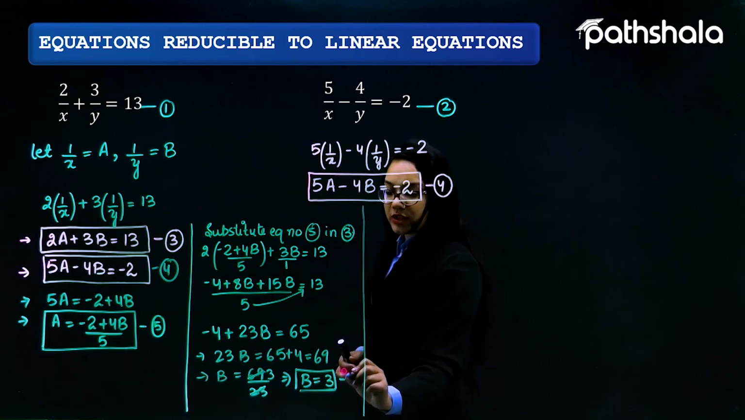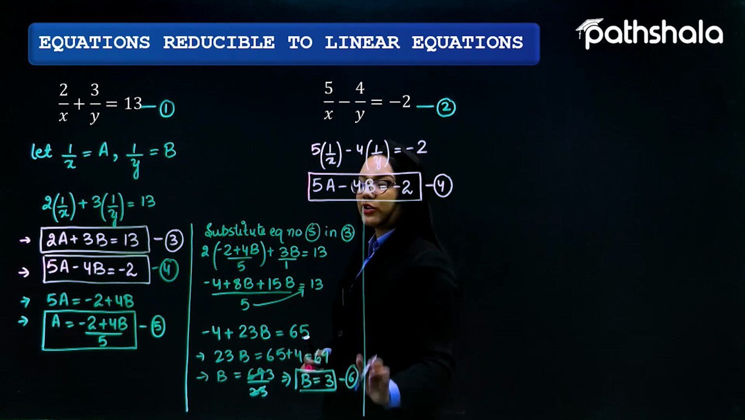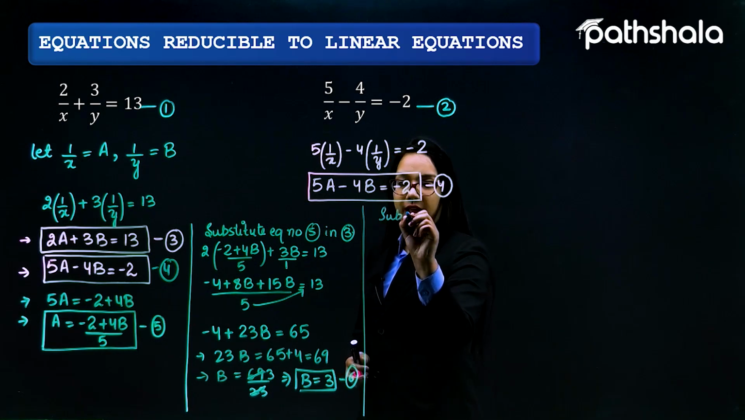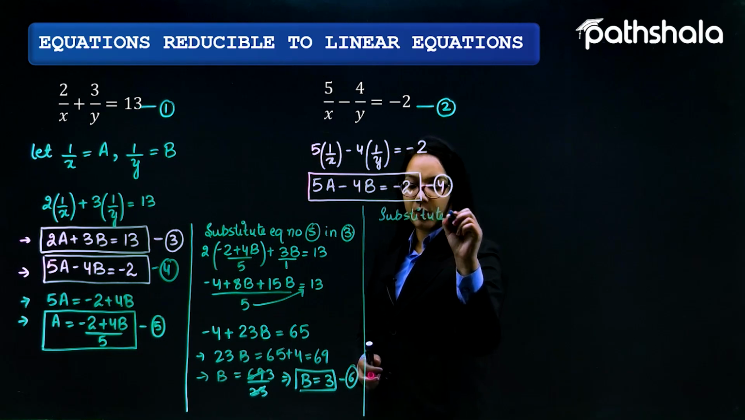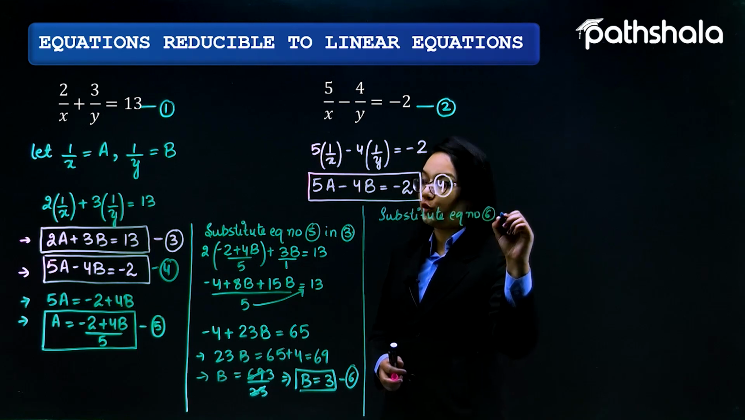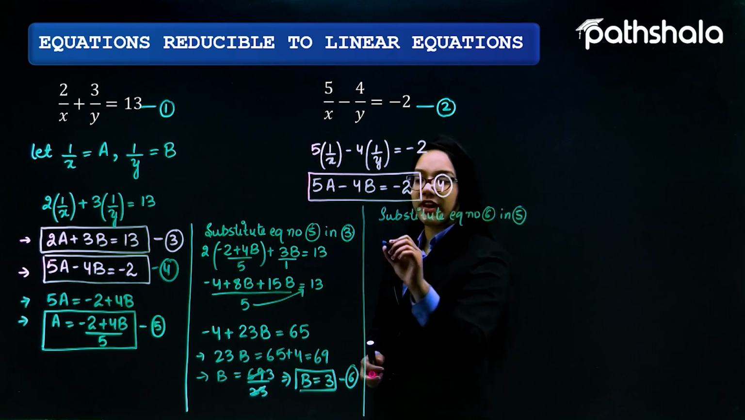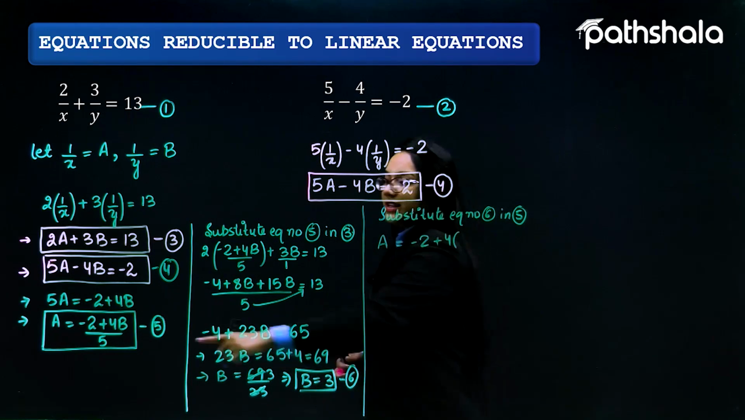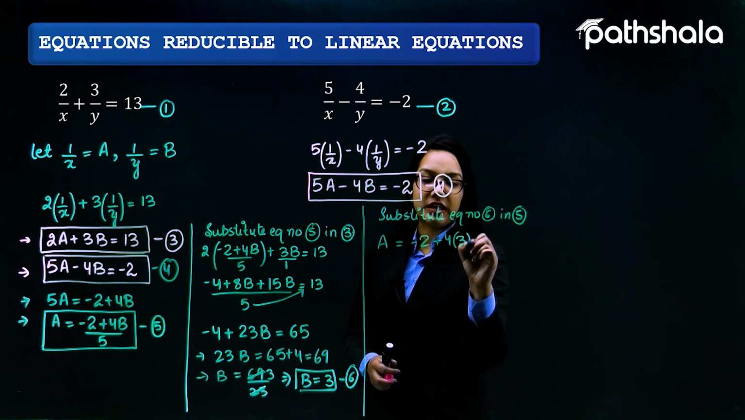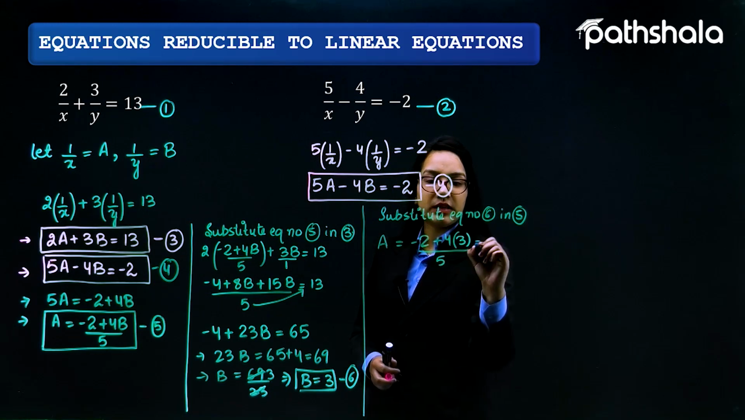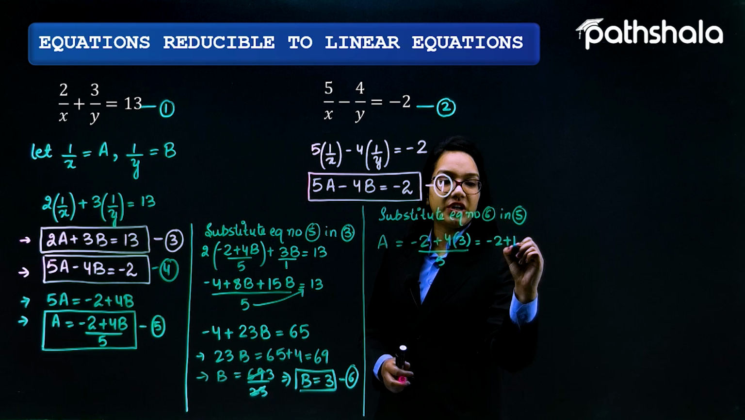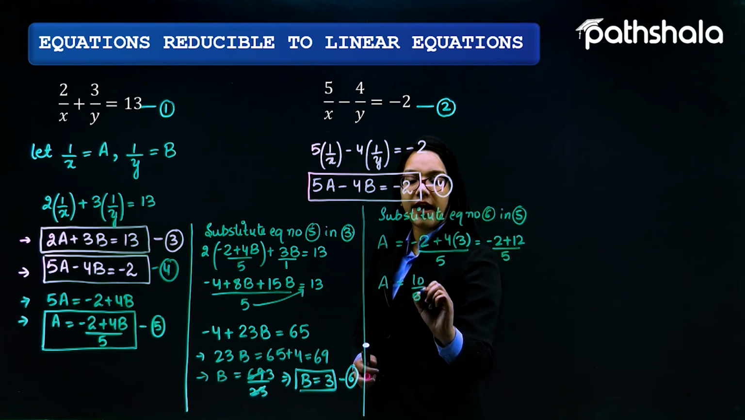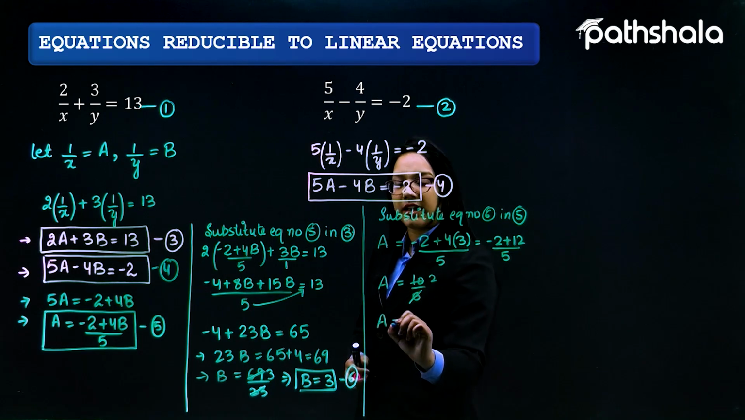It means we have to substitute equation number 6 into equation number 5 in order to get the value of A. So capital A would be (minus 2 plus 4B) divided by 5. The value of B is nothing but 3 over here. So this is minus 2 plus 4 into 3, which is 12, by 5, which is nothing but 10 by 5, and 5 into 2 is 10. So the capital A is nothing but 2.